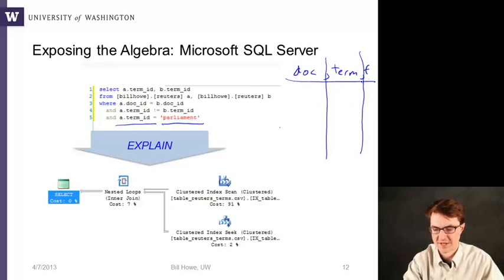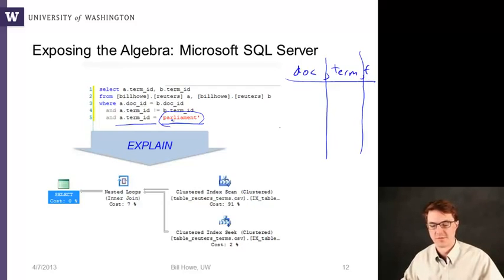Here what I've said is, in the previous query I was looking for pairs of terms that co-occur in a single document. Now I've said, well, look, I don't want all pairs of terms. I only want terms that co-occur with the term parliament. So perhaps lawyer co-occurs with parliament frequently. I'm looking for all the terms that co-occur in some document with parliament is what this query is expressing.